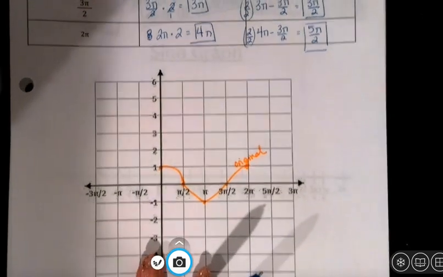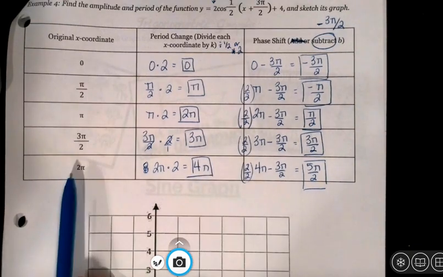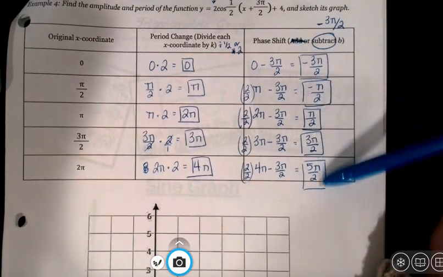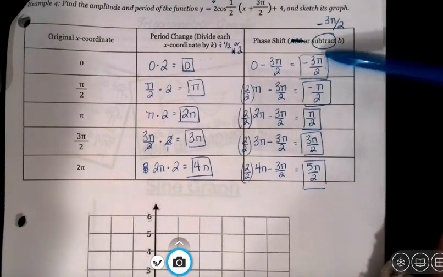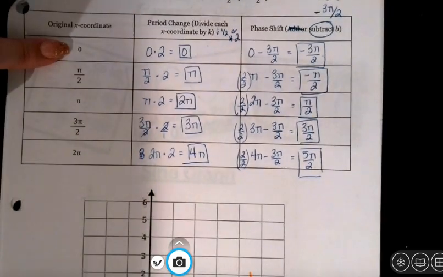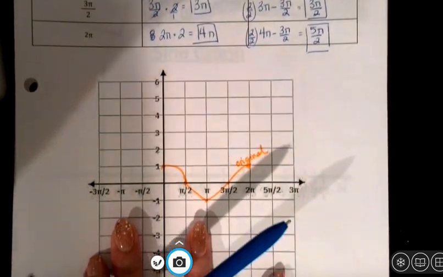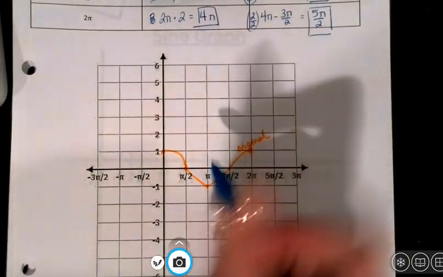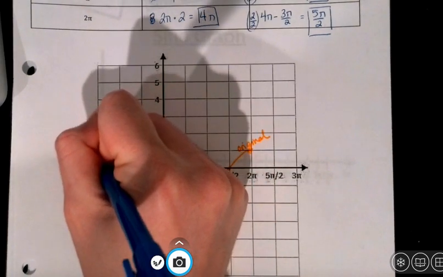So I'm not going to keep going up, back, and forth, but I'm going to take all of my original x values and transition them to these x values because it takes into account the period change and the phase shift. So all of these are what I'm going to be using. My first one is 0 is getting shifted to negative 3 pi over 2. So this point that is at 0 is getting shifted to negative 3 pi over 2.